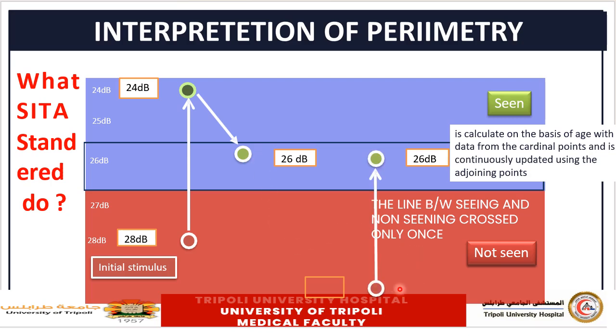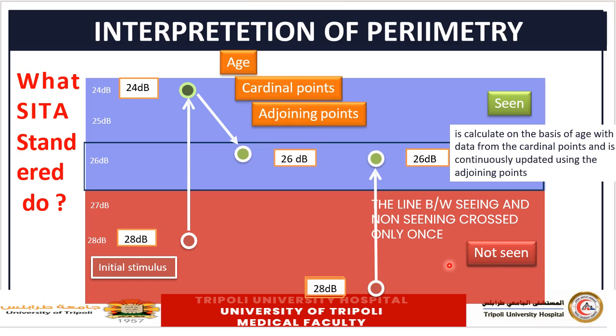This is another example. The same thing, the stimulus from the non-seeing area to the seeing area falls directly within the confidence interval, so we take this point as the sensitivity of the retina. As I said, SITA standard takes into consideration the age of the patient and the normative data, and the information is extracted from the initial cardinal points that we examined, and there are no extra 6 points, and it also predicts from the adjacent points. It can extrapolate the sensitivity based on complex statistical processing using the posterior probability function.